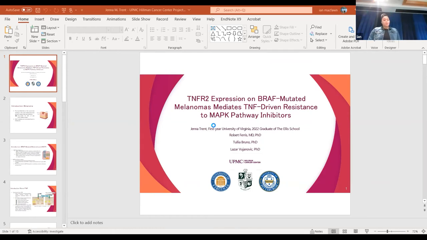So the experimental approach in my project was conducted in three major steps. The first step of the experiment was to identify TNFR2 negative BRAF V600E cell lines, which included cell line SKMEL28. The second step was to use a six-well plate and seed wild type cell lines for an overnight culture in paraformaldehyde.